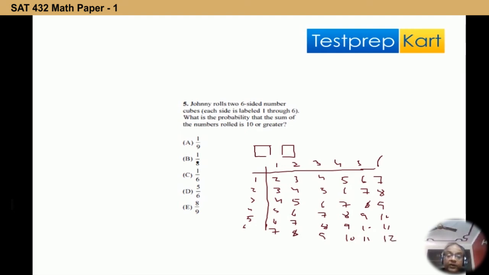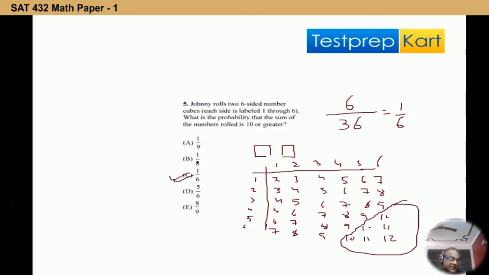So the sum of the numbers rolled is 10 or greater. 10 or greater means this portion. That is 3 plus 2, 5 plus 1, 6. So 6 numbers are 10 or greater. So what is the probability? 6 upon 36. Okay, 6 are the numbers which are 10 or greater, and 36 is the total number this grid is giving you. So the answer is 1/6.